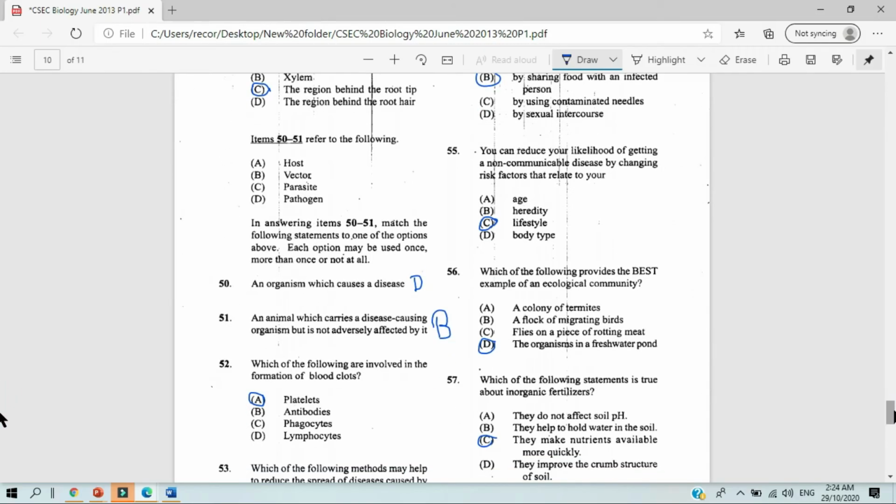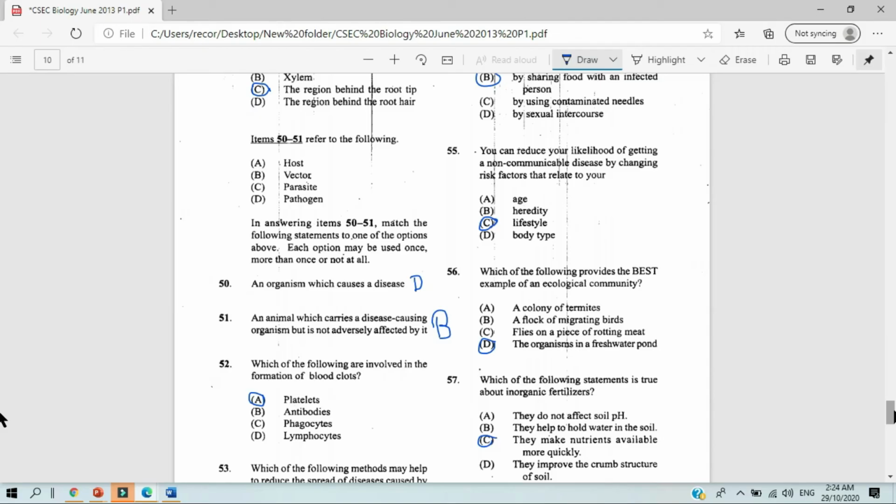56. Which of the following provides the best example of an ecological community? We remember we talk about cells, tissue, organ, system, and then we had organism, and then after organism we had population, and I think after population we had community, and after community we have ecosystem, and it continued that type of thing. I hope I didn't miss out anyone.